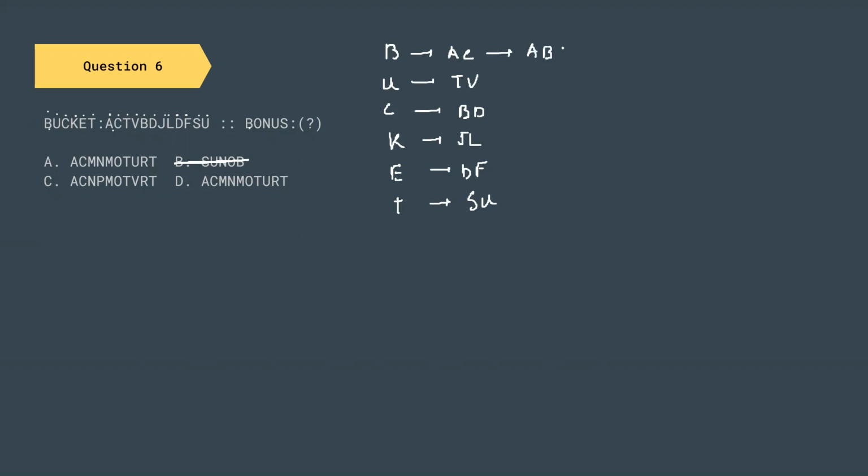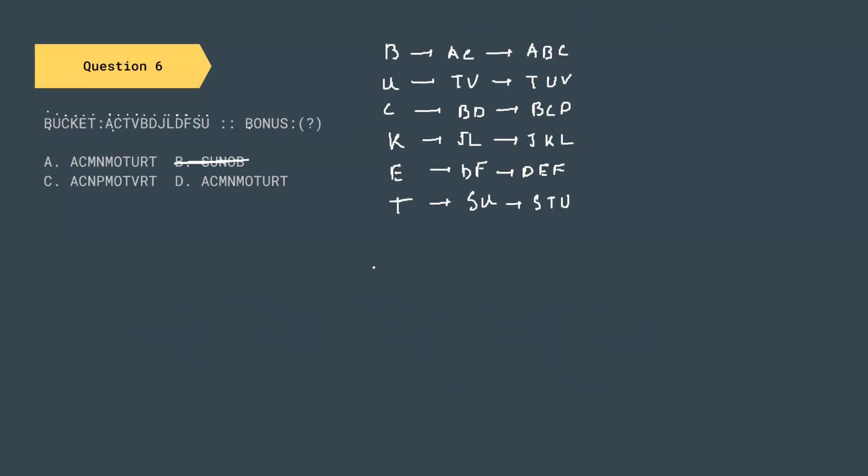We have A, B, C. So for every letter, they are writing the preceding and the succeeding letter. So for U, they have written TB because TUB. For C, they have written BD because BCD. For K, they have written JL because JKL. For E, they have written DF because DEF. And for T, they have written SU because STU. So for every letter, they are writing the preceding and the succeeding letter.